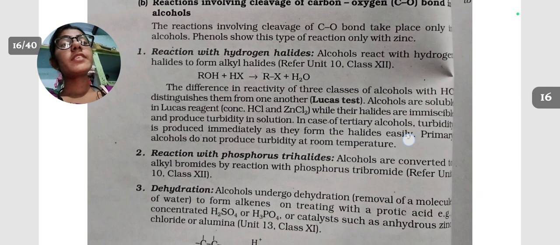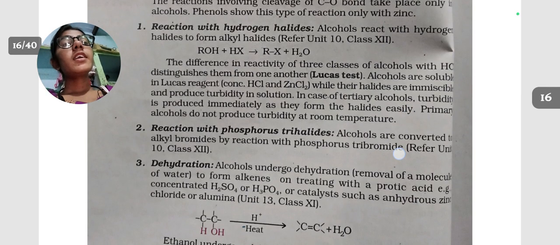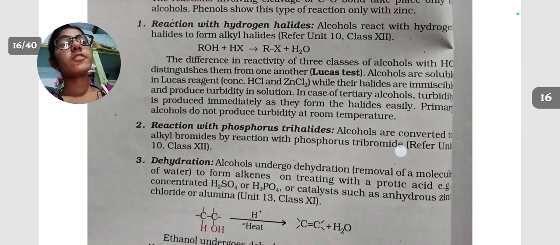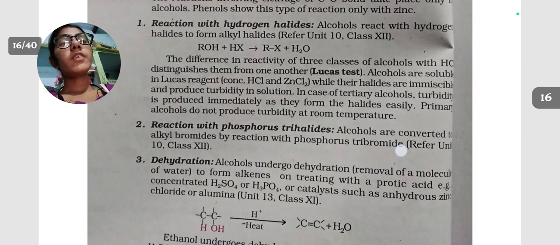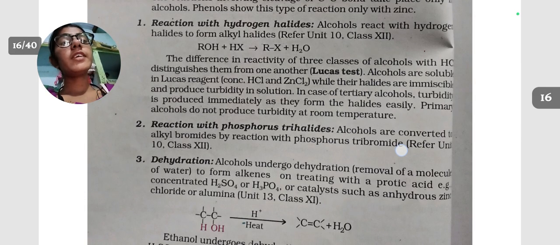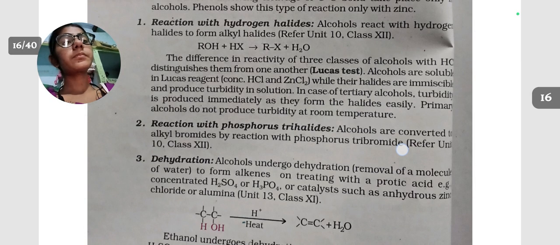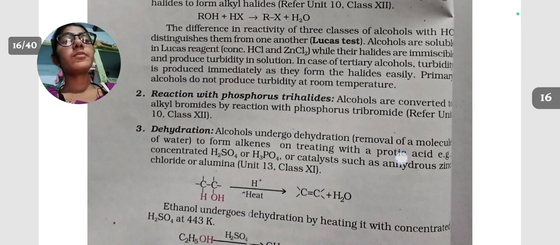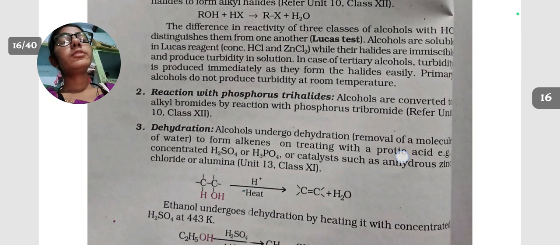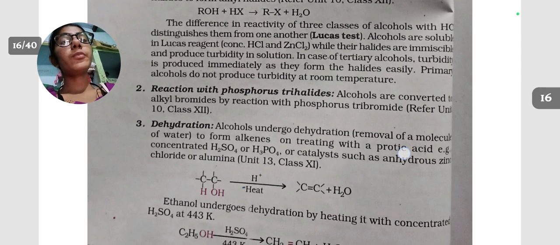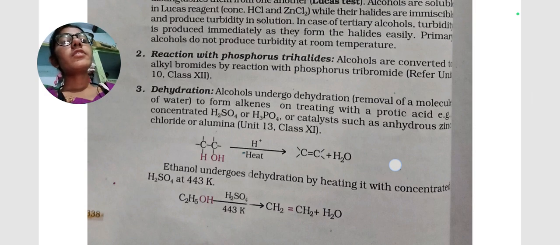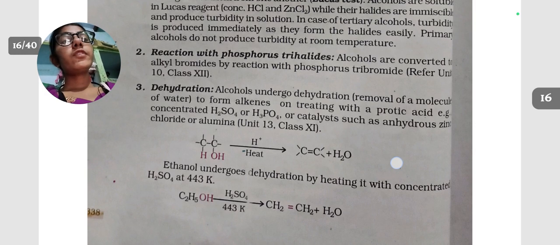The difference in the reactivity of the three classes of alcohols is distinguished from one another by the Lucas test. Alcohols are soluble in Lucas reagent, concentrated HCl and ZnCl2, while their halides are immiscible and produce turbidity in the solution. In the case of tertiary alcohol, turbidity is produced immediately as they form halides easily. Primary alcohols do not produce turbidity at room temperature. Reaction with phosphorus trihalide: alcohols are converted to alkyl bromide by reaction with phosphorus tribromide.